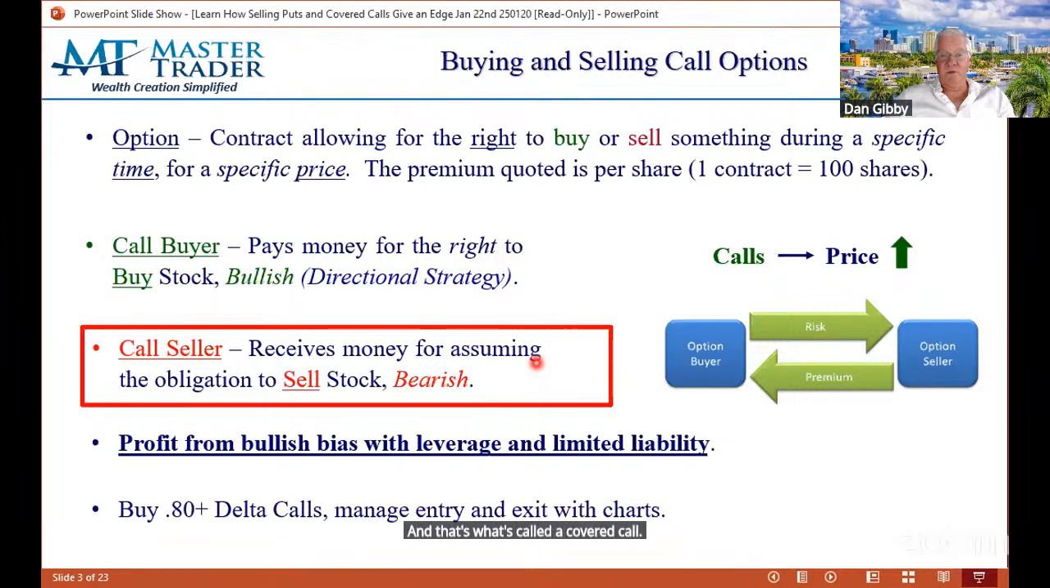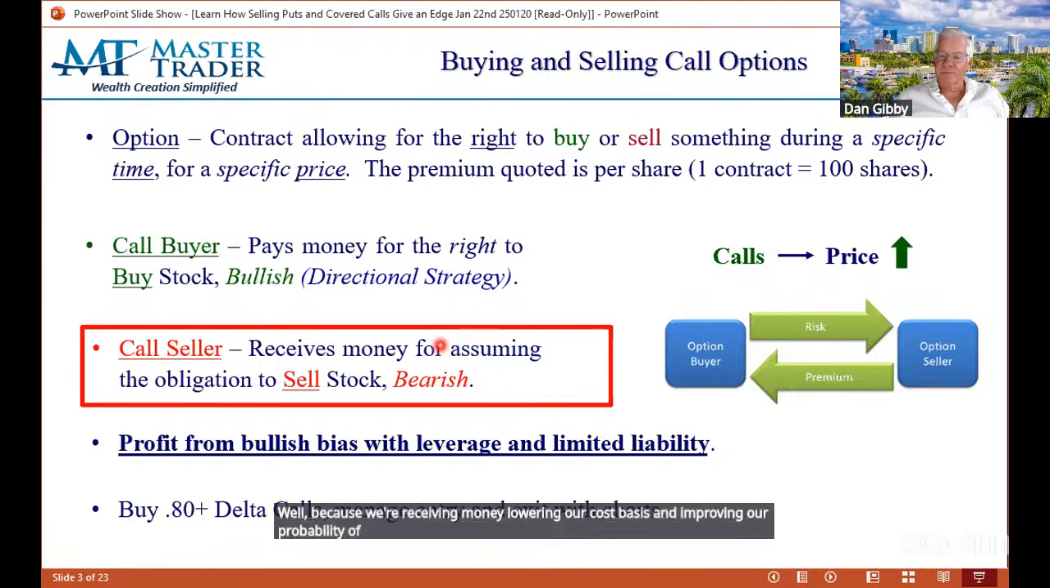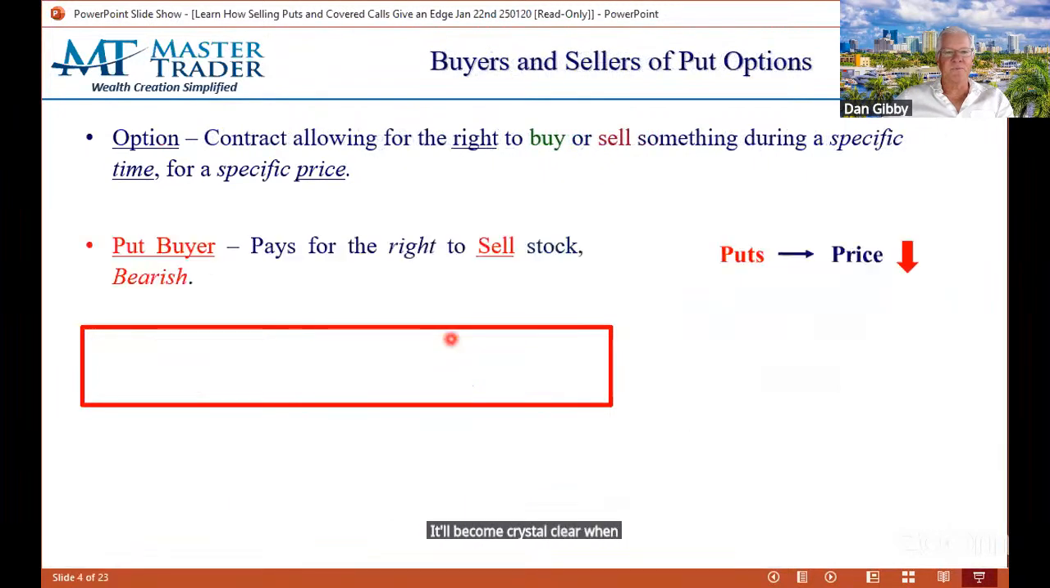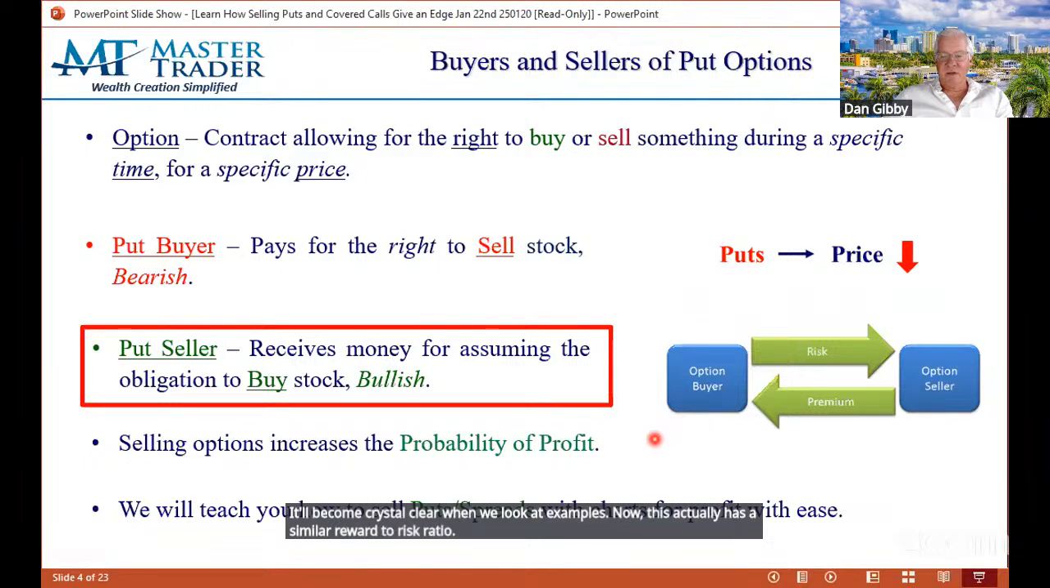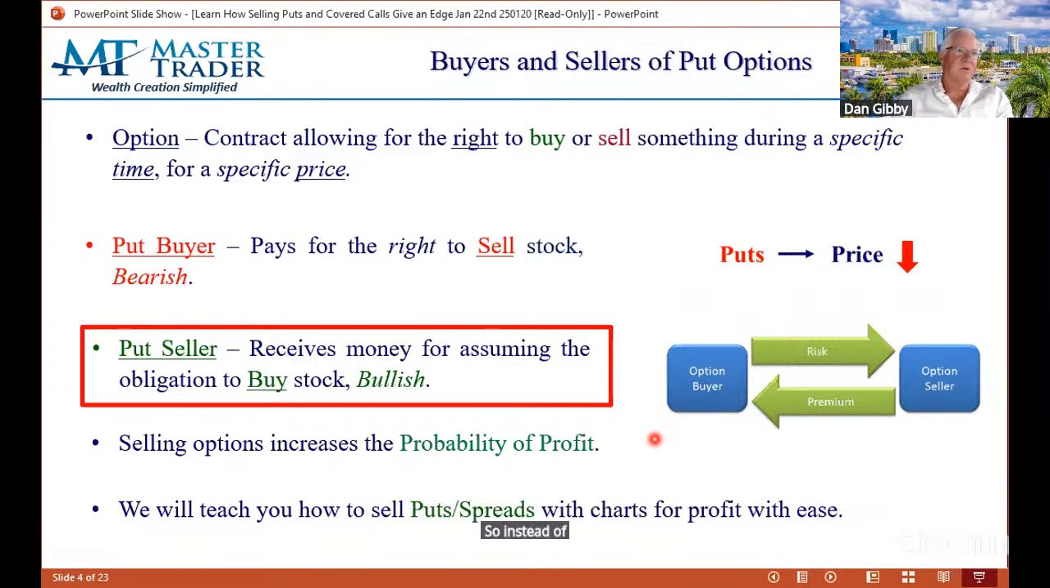Why on earth would we do that? Well, because we're receiving money, lowering our cost basis, and improving our probability of profit. It'll become crystal clear when we look at examples. Now, this actually has a similar reward to risk ratio. So instead of saying, hey, I want to do a covered call on Apple, well, sell a naked put on Apple.